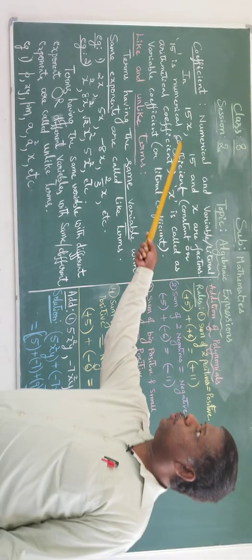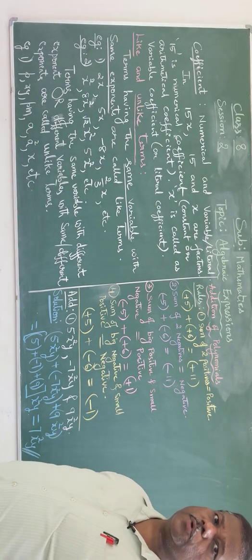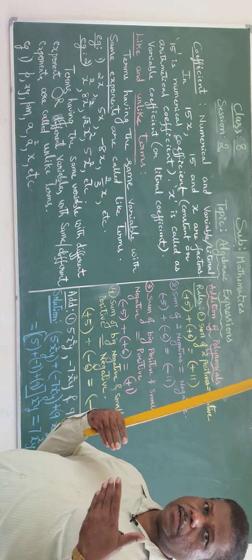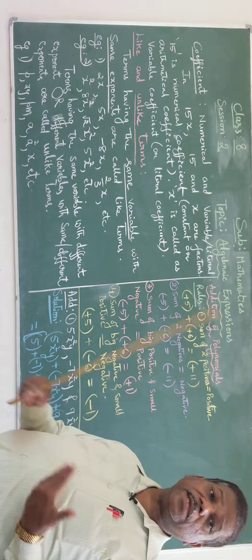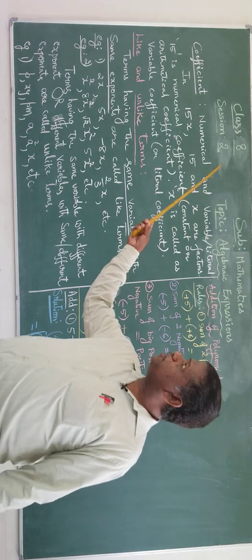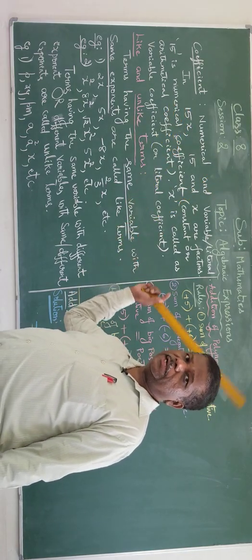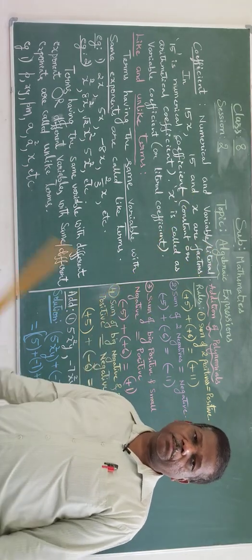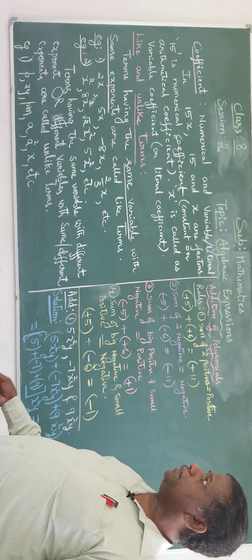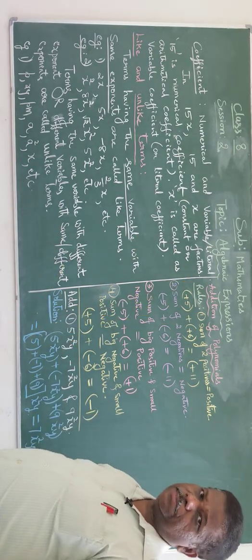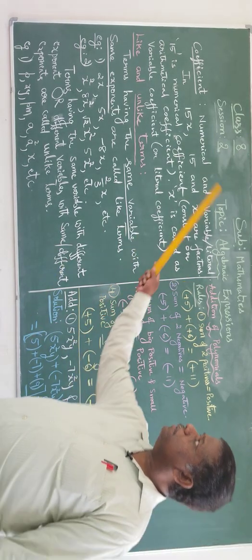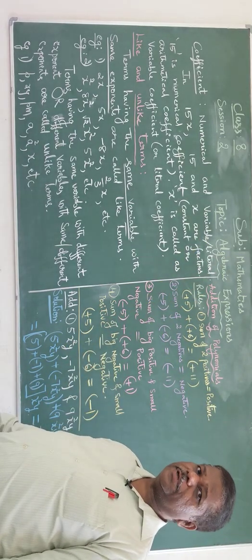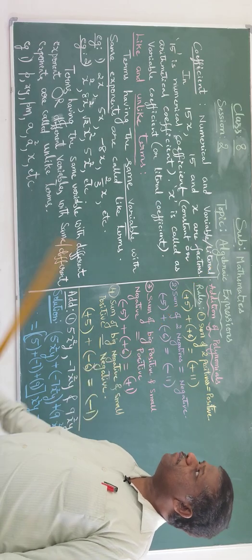Coefficients. So what is the meaning of coefficients? Coefficients means having come together, that means being together. A number joined up with another variable or a number, so each of them is a coefficient to the other. There are two types of coefficients: numerical coefficients and variable coefficients. You can call it a literal coefficient also.